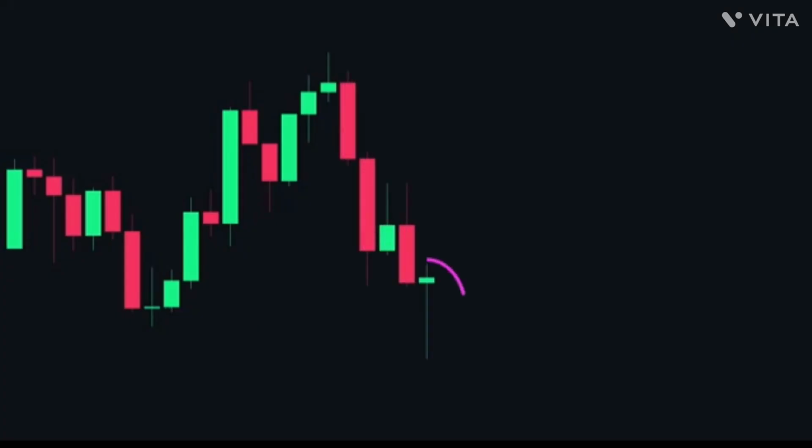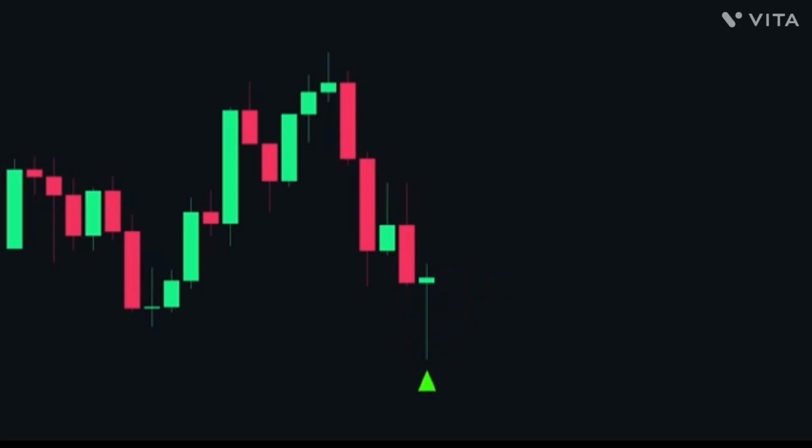When you see a pin bar candle forming on a chart, it means that sellers initially took control, pushing the price down to a low point. But then buyers stepped in, rejected that move, and pushed the price back up before the candle closed. This shows that while both sides were active, buyers ultimately came out stronger.